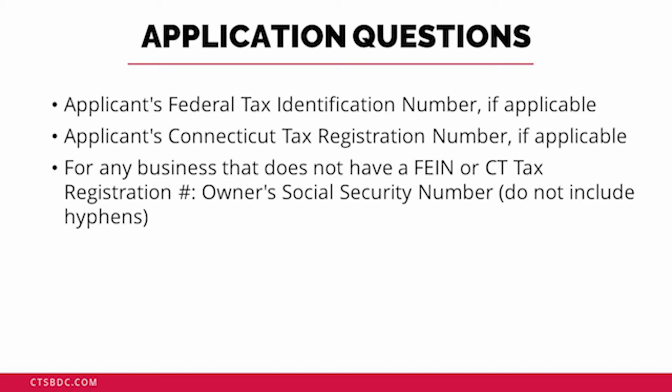Do not include hyphens. The second question on this slide is asking for the Connecticut tax registration number. This is a required field, so you'll want to make sure you are prepared for this information. It is a 9 to 13-digit number assigned by the Connecticut Department of Revenue Services, found on all returns and correspondence from DRS. Again, enter all numbers, including all zeros. Do not include any hyphens.